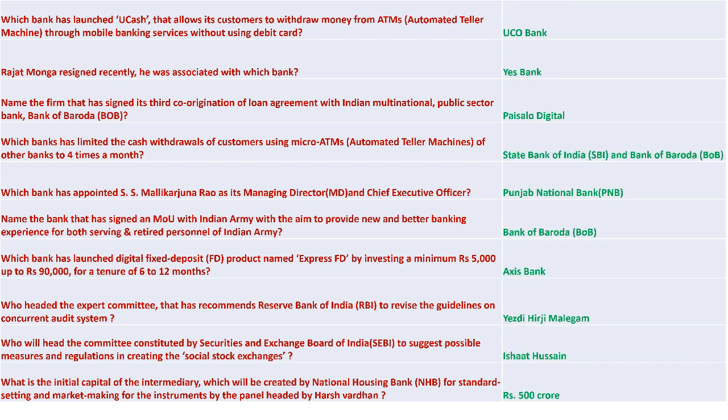Okay, here are your answers. The answer here is UCO Bank has launched UCash that allows its customers to withdraw money from ATM without using the debit card. So which is the first bank to do that? Yes Bank, Rajat Monga has resigned recently. We know that Yes Bank was in a lot of trouble.